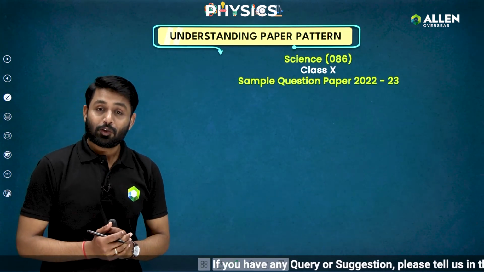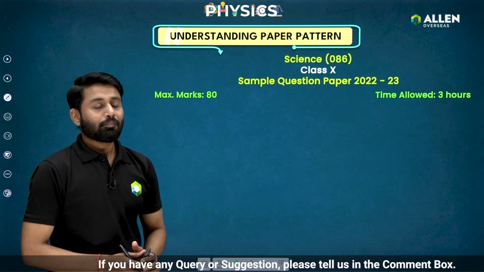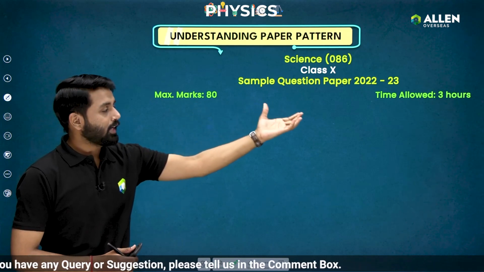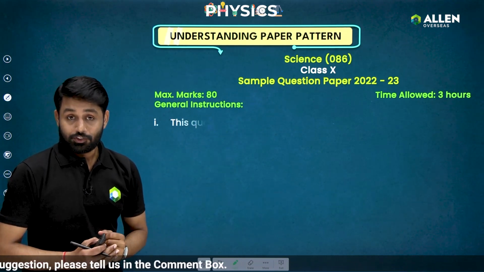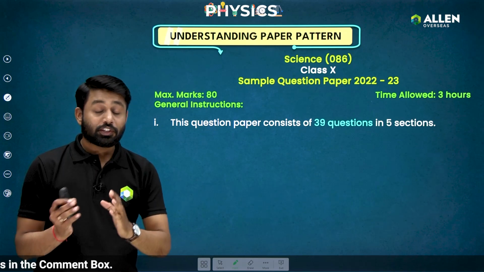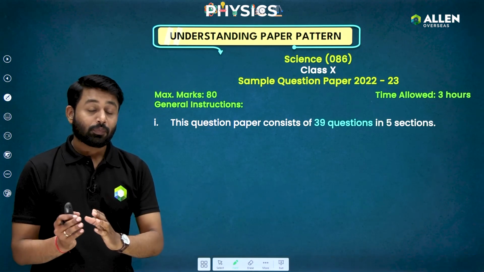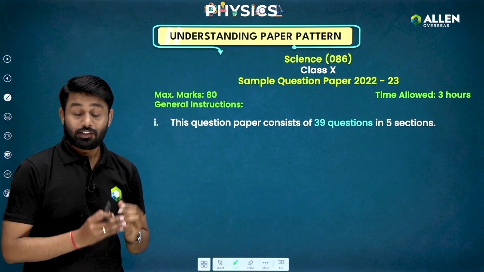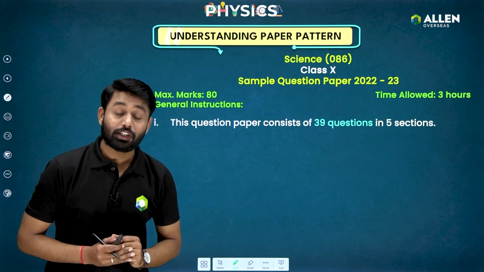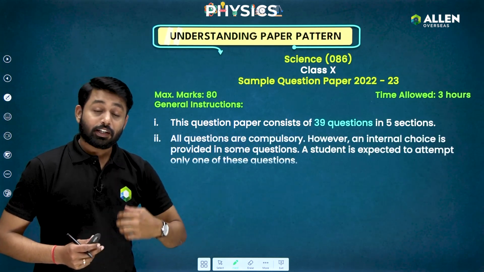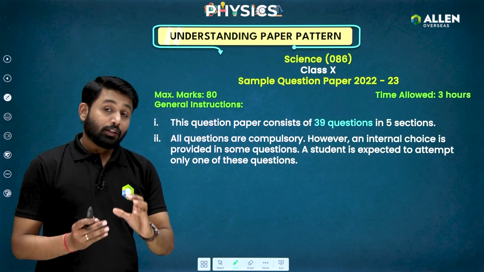Then the paper pattern, that is very important. This is the paper pattern of science. You can see here, maximum marks 80 and time 3 hours. Then instructions, you have to read all the instructions very carefully. First instruction, you can see here, this paper consists of a total of 39 questions, right? And they are dividing this paper into 5 sections.